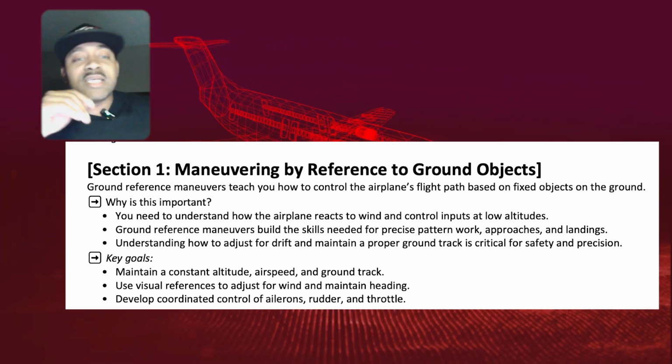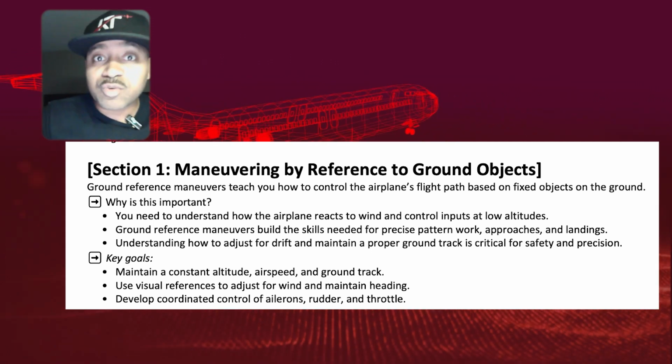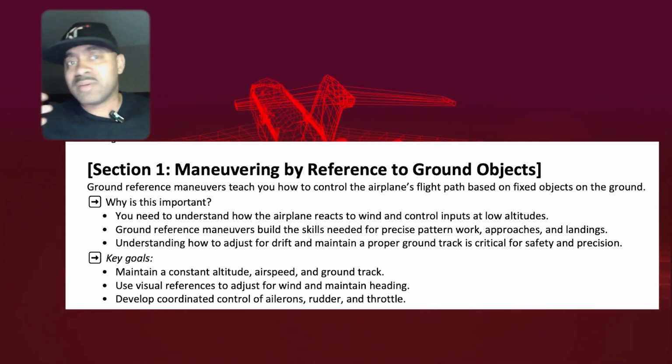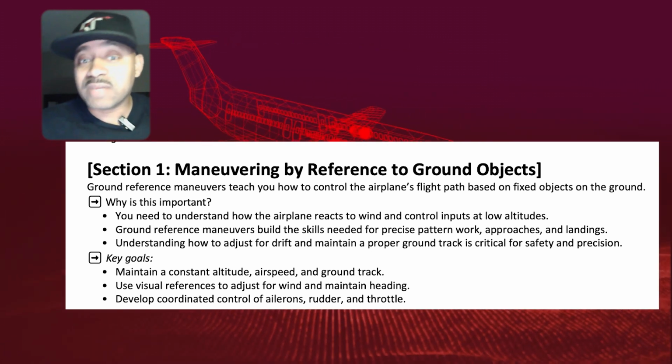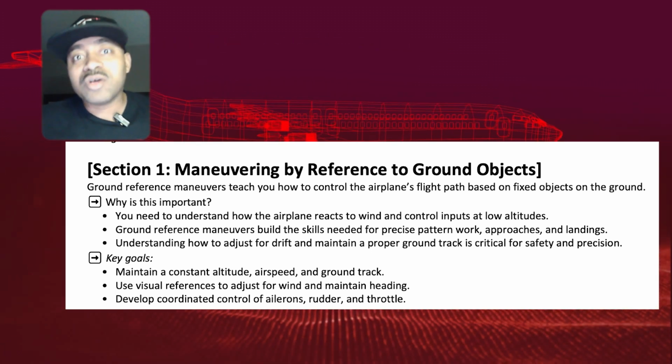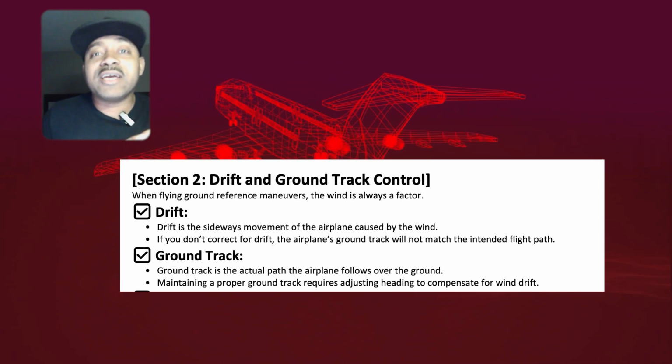The key goals here are to maintain constant altitude, airspeed, and ground track, using visual references to adjust your course and identify what the airplane is actually doing. You want to develop coordinated control of the aileron, rudder, and throttle when doing each of these maneuvers. So let's talk a little bit about drift and ground track.